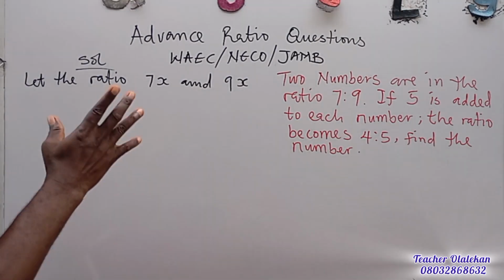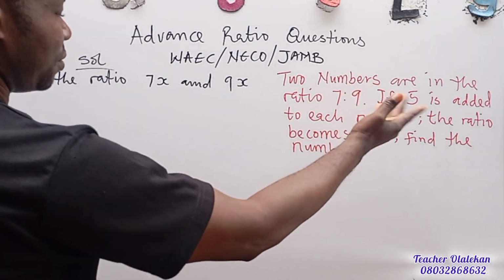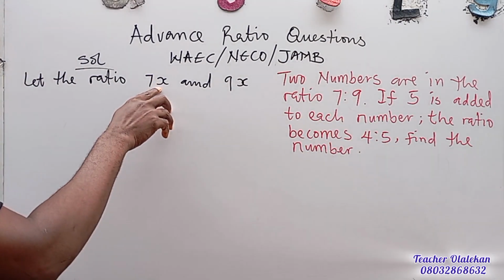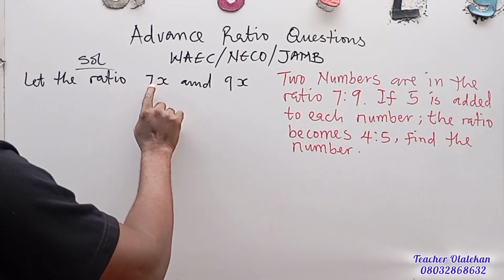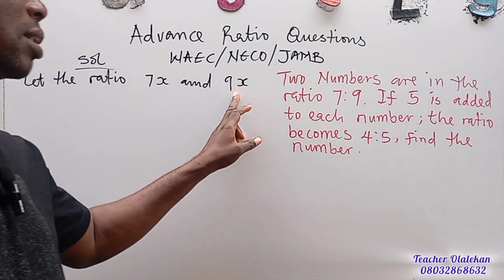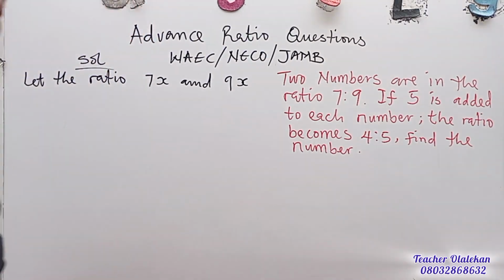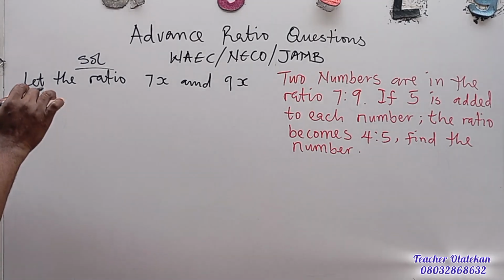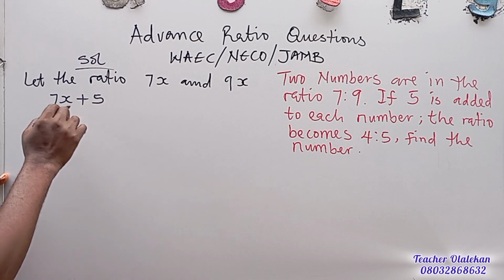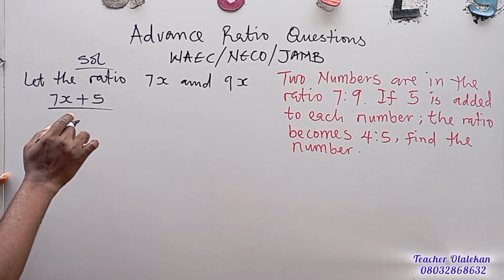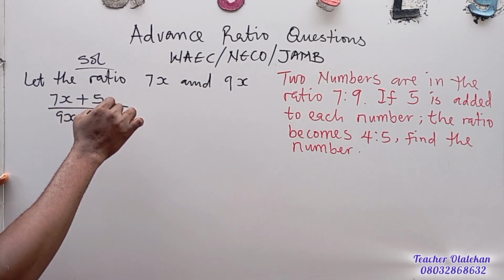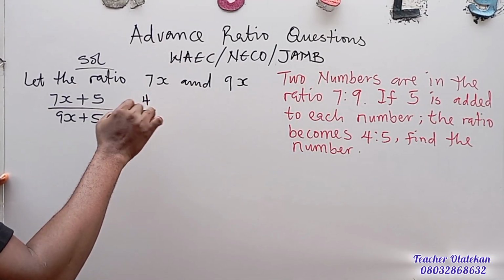And do not forget they are fractions, and we were told that if 5 is added to them, they become this. So when we add 5 to this 7x, it becomes 7x plus 5, and if we add 5 to this, it becomes 9x plus 5. So now let's explore our ratio that way. So that will be 7x plus 5 divided by 9x plus 5. So everything will be 4 over 5.